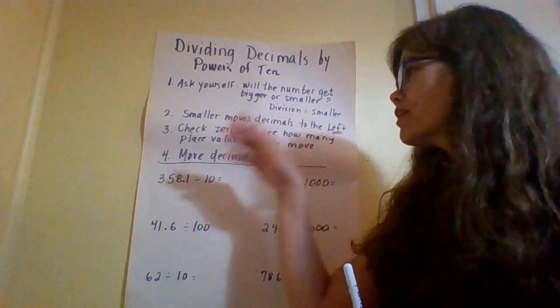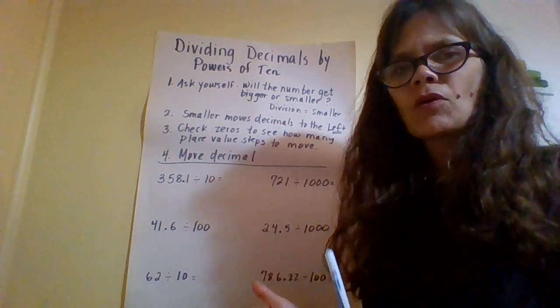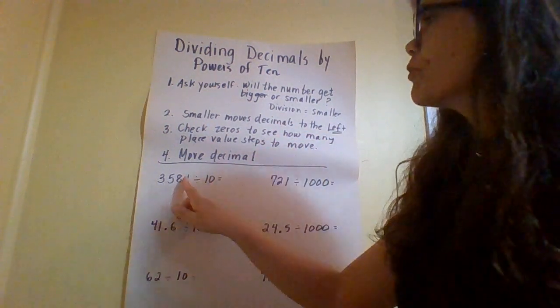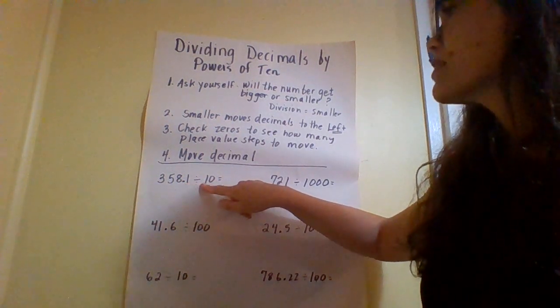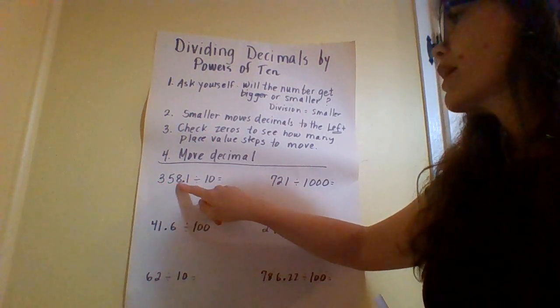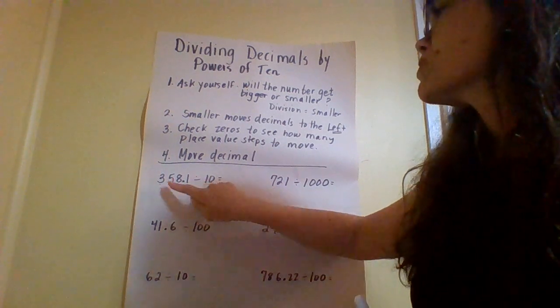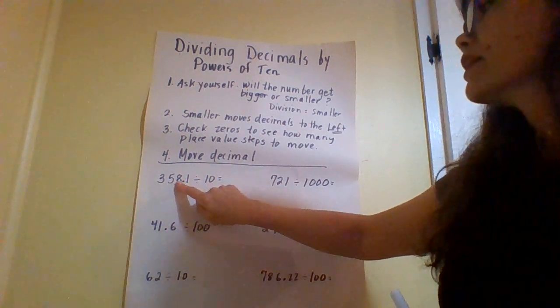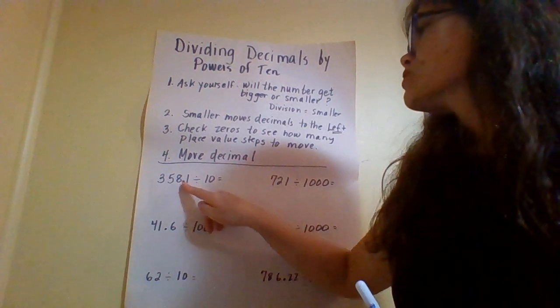First of all, every time we ask ourselves, is this going to make the number go bigger or smaller? And if we move a decimal point to the right, it makes a number get bigger. This number, if it's 358 and 1/10, if we move the decimal point to the right, it becomes 3,581. So is an answer going to be bigger or smaller?